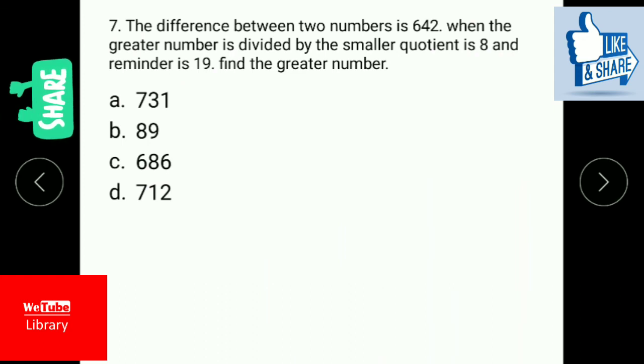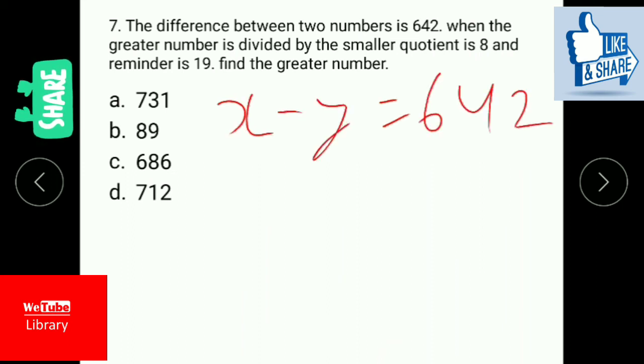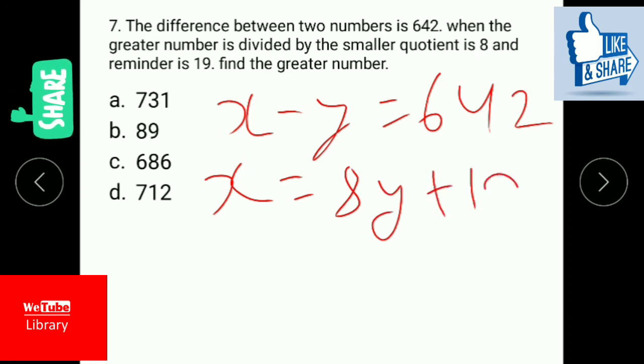The difference between two numbers is 642. When the greater number is divided by smaller, quotient is 8 and the remainder is 19. Find the greater number. They have given two numbers x and y, and x is the bigger number, y is the smaller number. The difference is 642. And when the greater number is divided by smaller, you will get quotient 8 and the remainder 19. So greater number is x. If you divide it by the smaller number, x is equal to 8y plus 19. This is the main logic behind it.